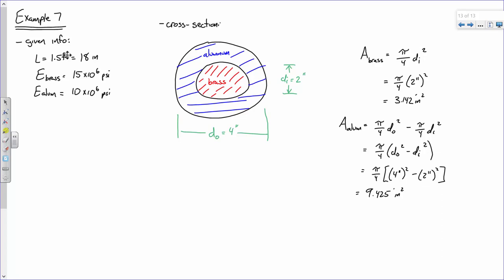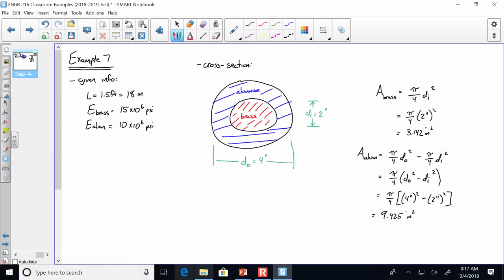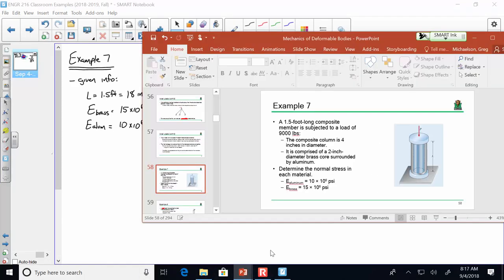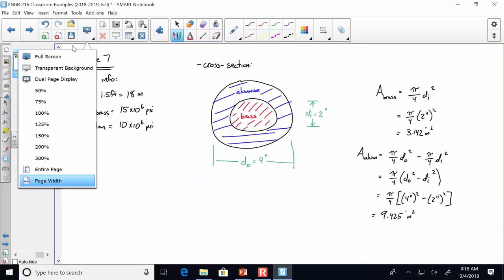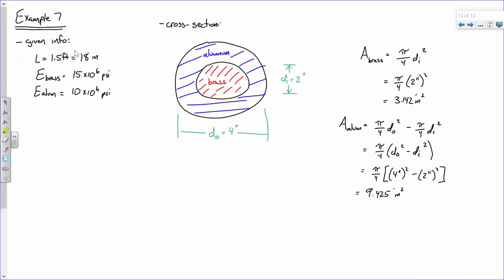What other data point do we know about this section? We're missing one. There's one value we're missing: P. We know that we're putting 9,000 pounds on this column, right? So we know that P is 9,000 pounds. That's the one thing we're missing. So far, so good?